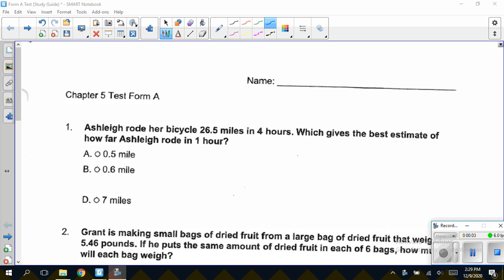Hi, fifth graders. Today we are going to review for our Chapter 5 quiz. Now we are doing it a little bit different than we have for the other chapters. As you can see, we are not using our textbook for our review. It does say that I have Chapter 5 Test Form A.